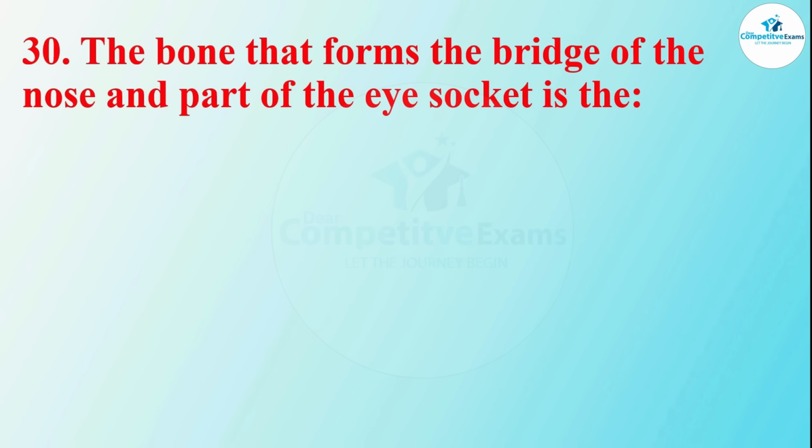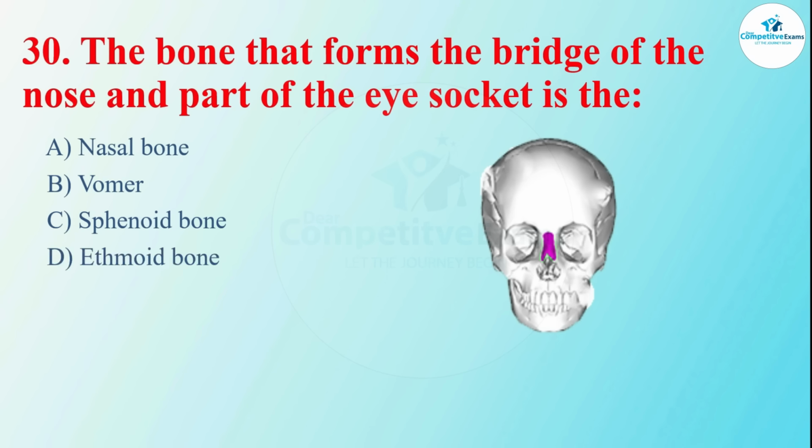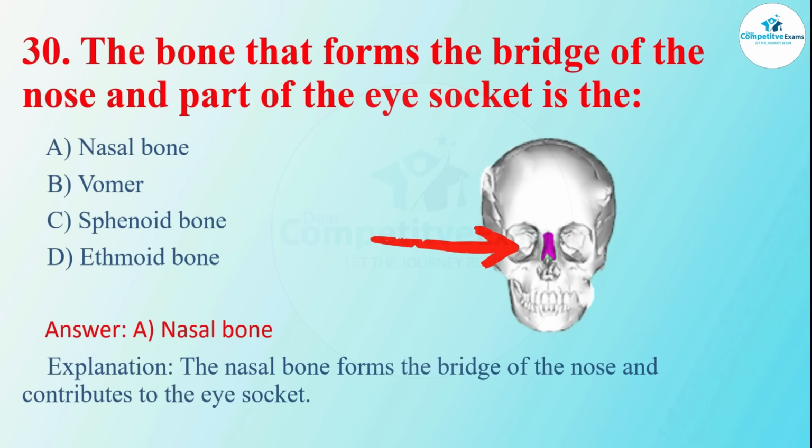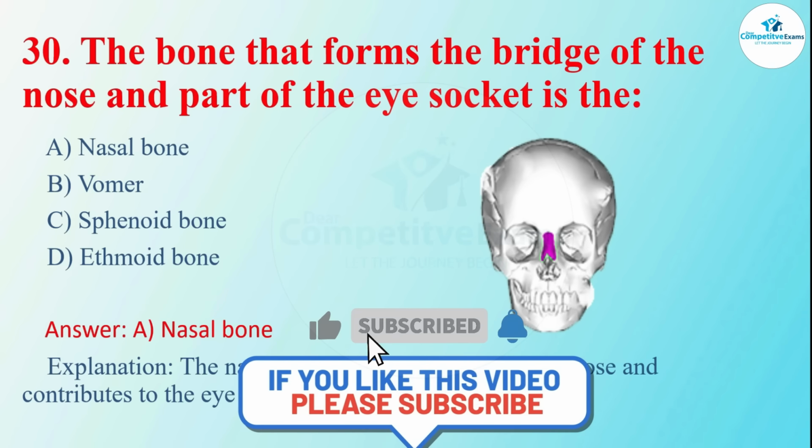The bone that forms the bridge of the nose and part of the eye socket. So what do you call the bone that forms the bridge of the nose and part of the eye socket? Is it called nasal bone, vomer, sphenoid or ethmoid bone? Your correct answer is nasal bone. The nasal bone forms the bridge of the nose and contributes to the eye socket. It actually contributes to eye sockets as well.